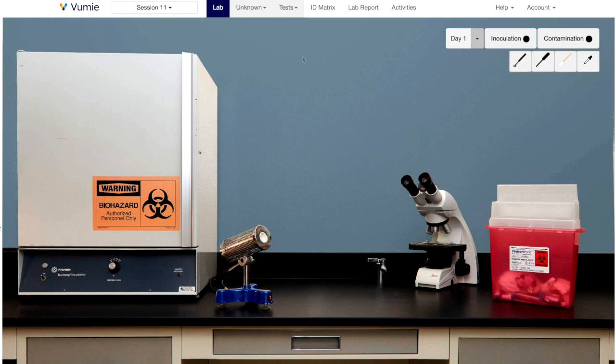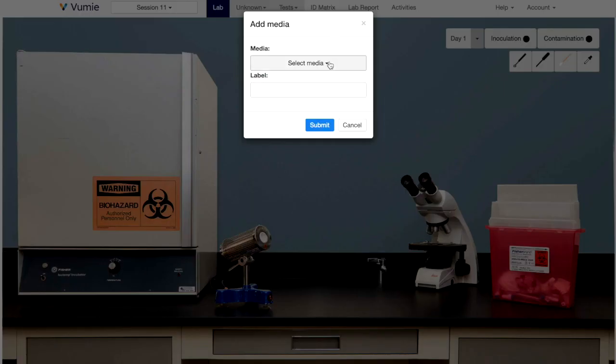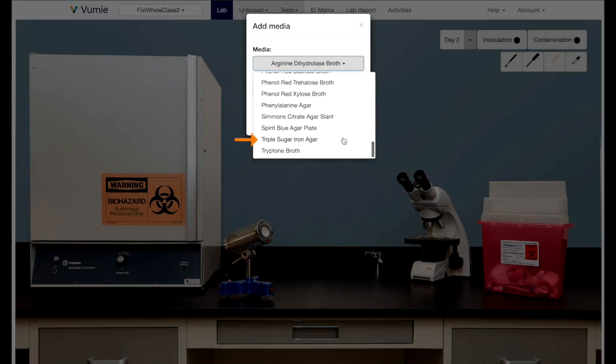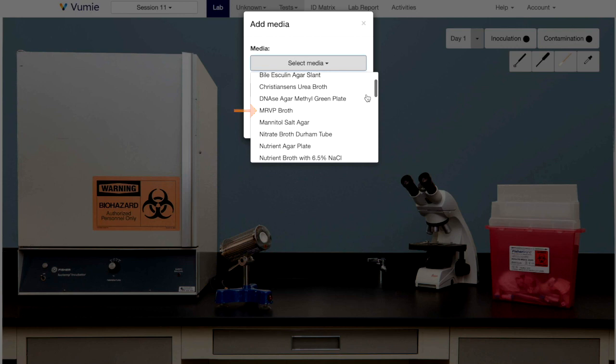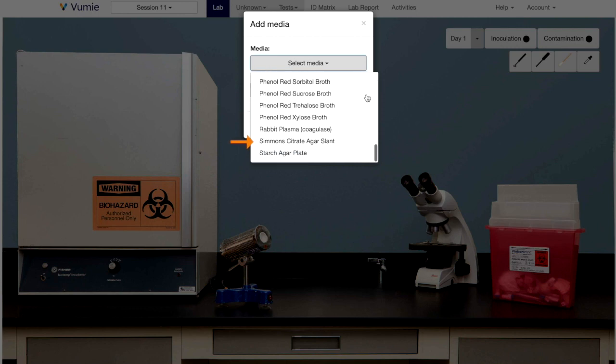additional tests. Start with the following tests: oxidase test, reaction on triple sugar iron agar, glucose fermentation, gas production from glucose, indole test, lactose fermentation, methyl red test, Voges-Proskauer test, and citrate utilization test.